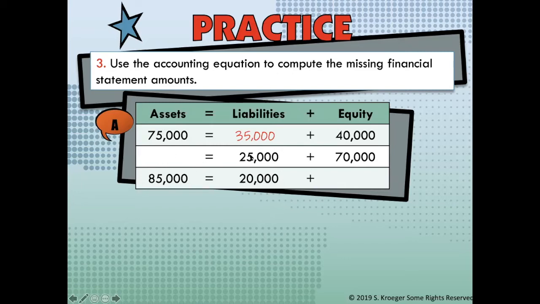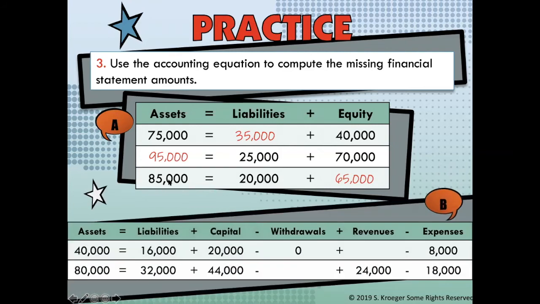We add these together, we get 95,000. 95,000 equals 95,000. Lastly, 85,000 equals $20,000 plus whatever our equity is. What does our equity need to be in order for both sides to equal? It would need to be 65,000. Now we'll have 85,000 on both sides of the equal sign.